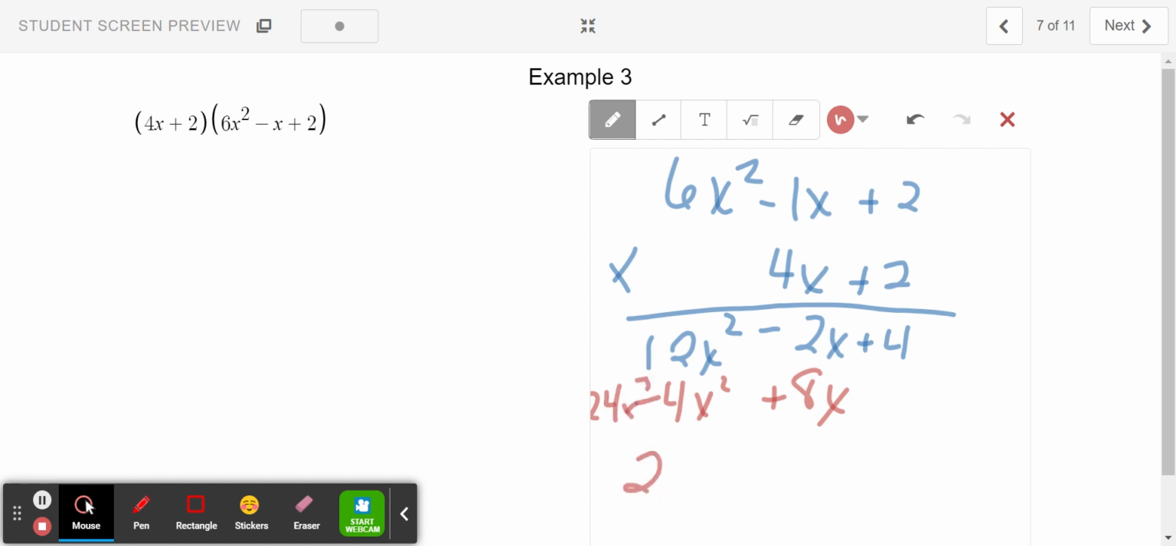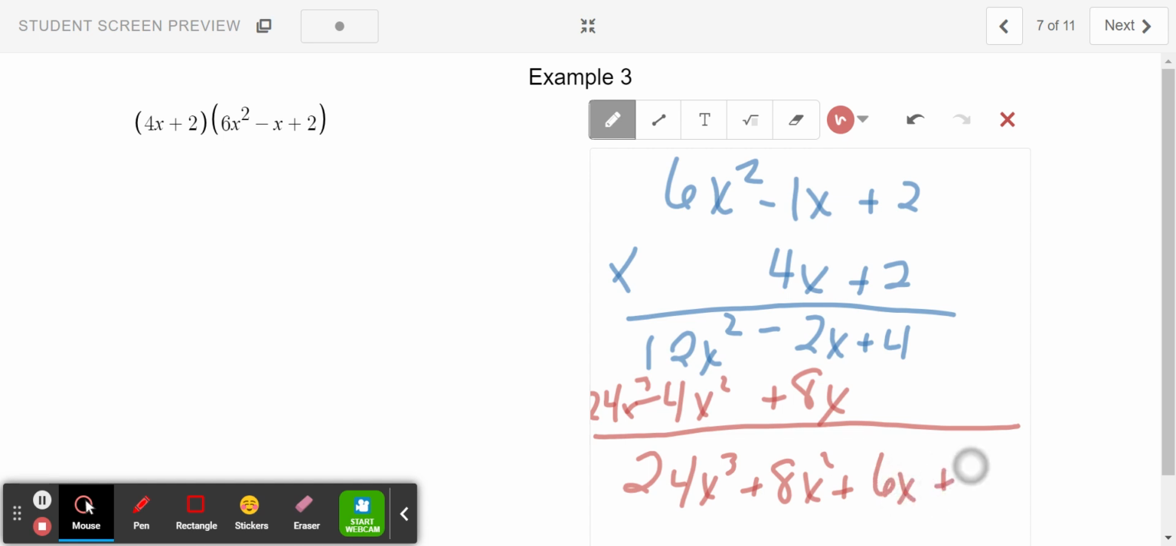So I'll rewrite that down here. So I'm going to add those things up. 24x cubed is the only x cubed term, so that just comes straight down. 12x squared minus 4x squared is going to be positive 8x squared. Now, negative 2x plus 8x, positive 8x, is positive 6x, and then that positive 4 just comes straight down.